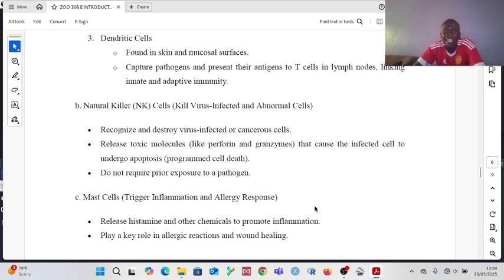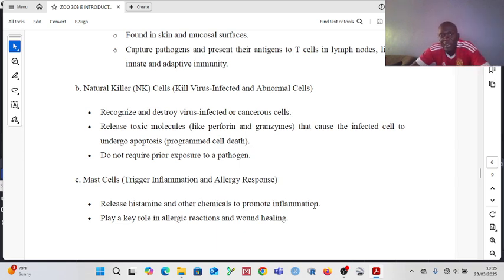What the granzymes do, on the other hand, is that they now lead to what we call apoptosis. Apoptosis is the programmed cell death. So the granzymes will initiate that process of that cell dying naturally on its own. Okay? Because the natural killer cells are part of the innate immune system, they don't require prior exposure to a pathogen.